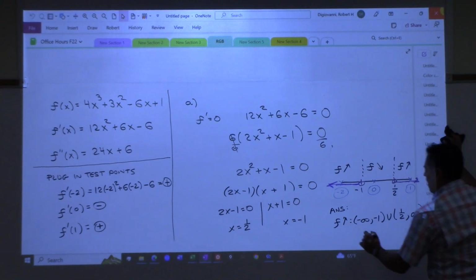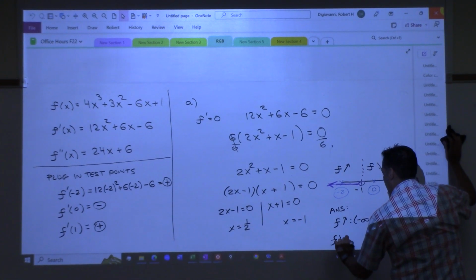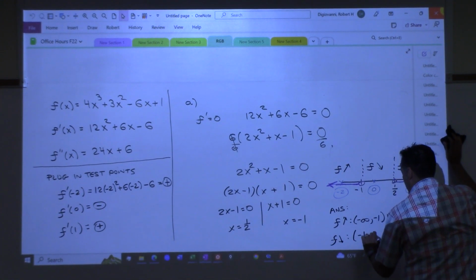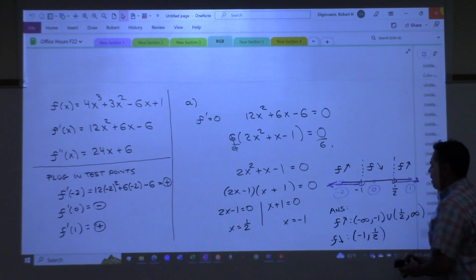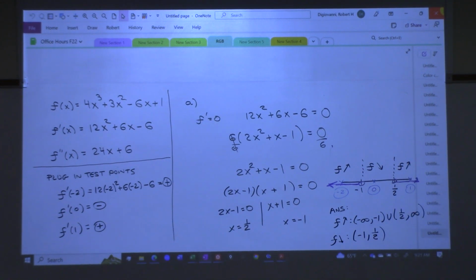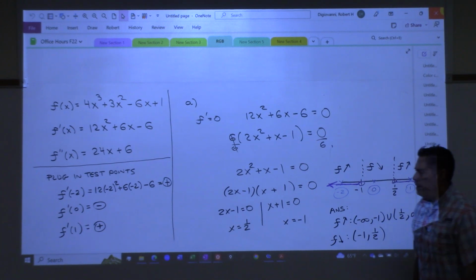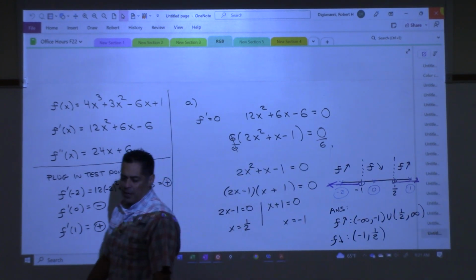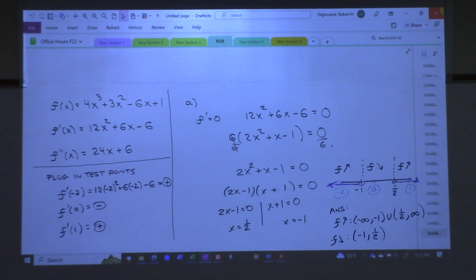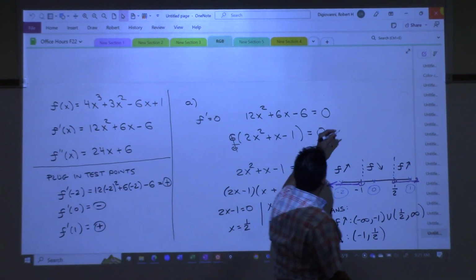And then it's going down between -1 and 1/2. And my recommendation to you is to always just use parentheses here. Don't worry about brackets. I told you all that last time. The safe bet is to use parentheses. I don't want to get too much more into that. All right, we have figured out where it's going up and down. That's part A.